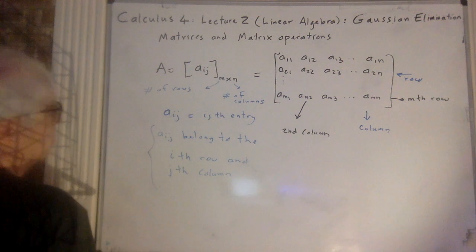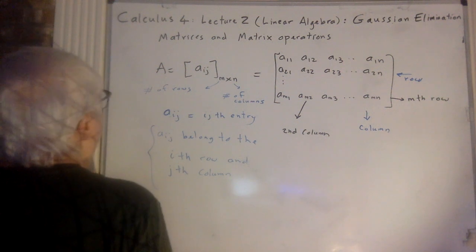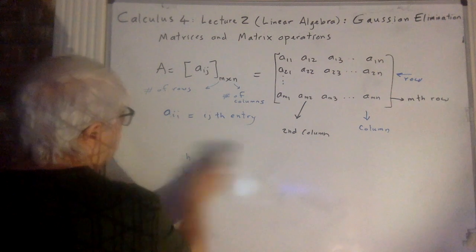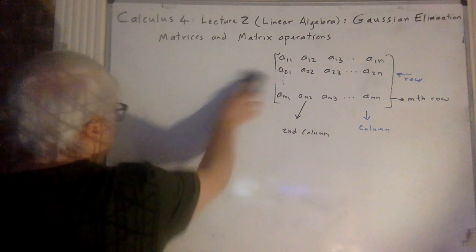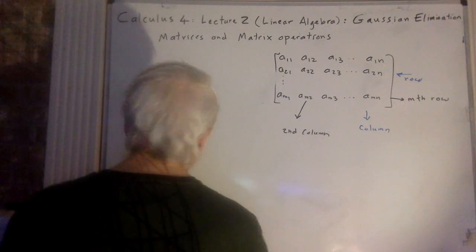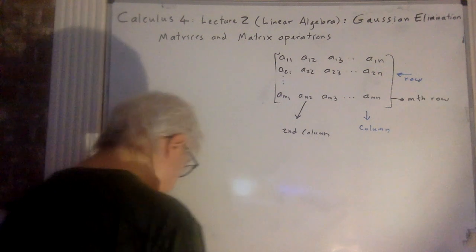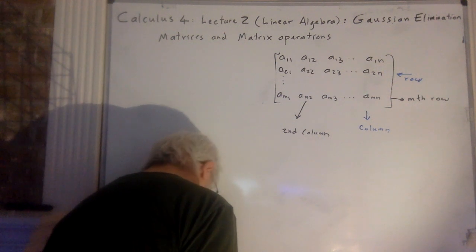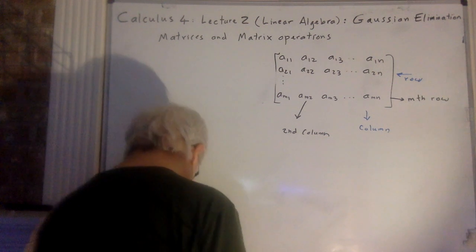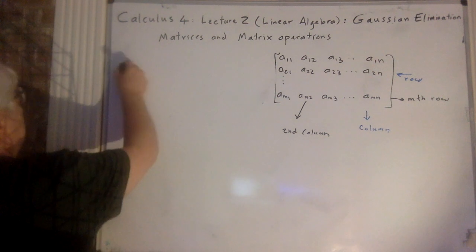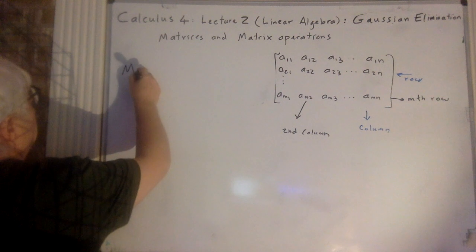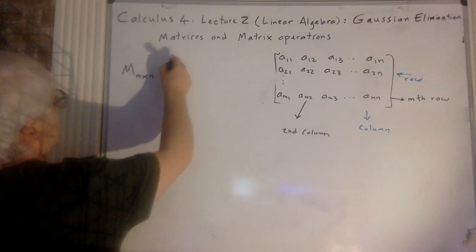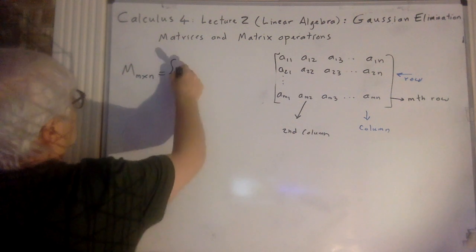So let me put this thing in a set. Let's say we have a set of matrices, and this uses m, and then I can recall which one. Okay, so M_{m by n}, say, is the set of all matrices like this.